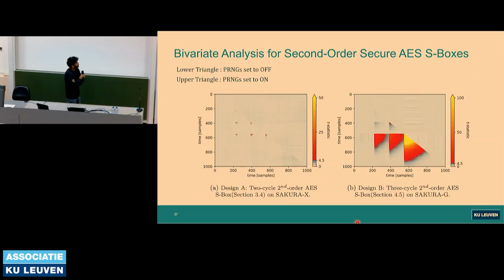For the second order S-box, I also do bivariate analysis. I don't downsample. I use the same number of points that I get from the oscilloscope. So the lower half of the triangle, which is to the bottom, is with PRNG set to off, and the top half, which is towards the right, is set to on. As you can see, with it set to off, it exceeds 4.5, the threshold of 4.5, and goes till 50 or 200, depending on the design. So yeah, this is also fine, security-wise.